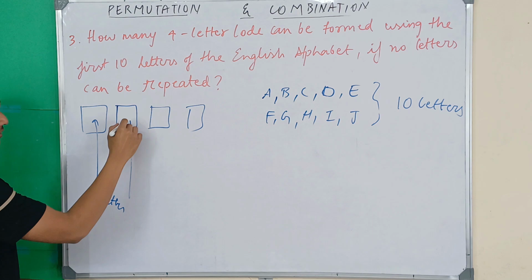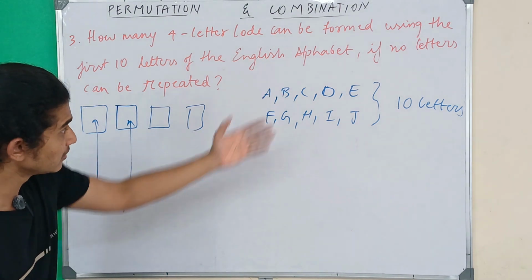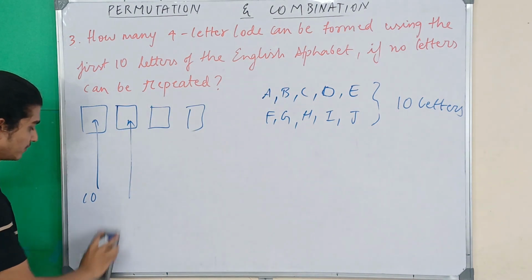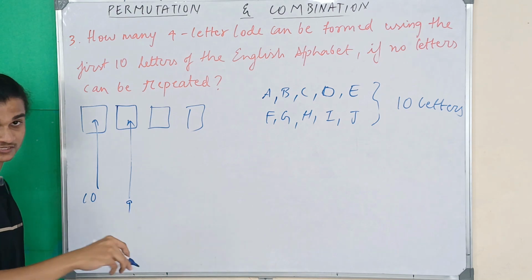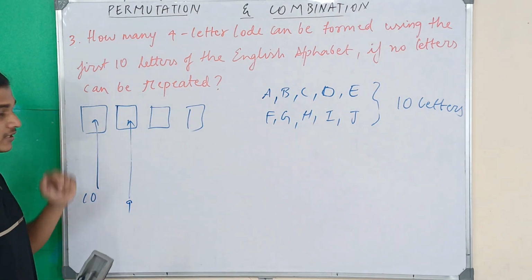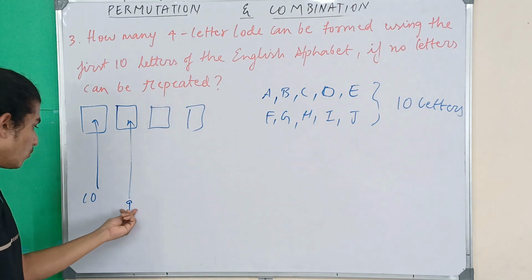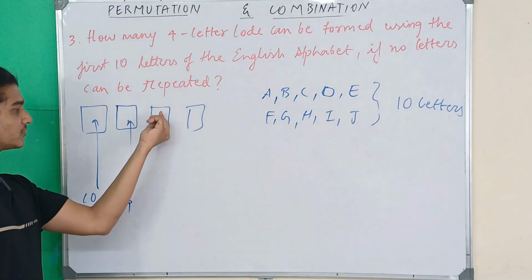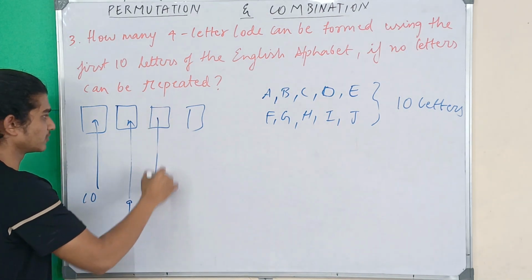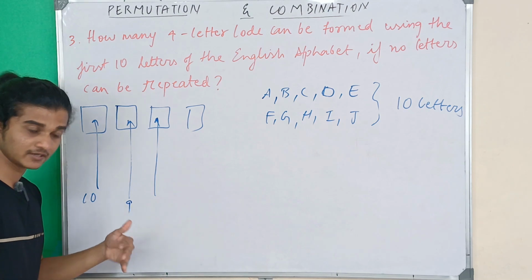In the second box, I have to reduce 1 because repetition is not allowed. So 10 minus 1, 9. We're just taking 1 out and putting the rest in the next box. So in the next box, we take 1 from 9, and the rest of the letters we put in the next box. That's what is happening here.